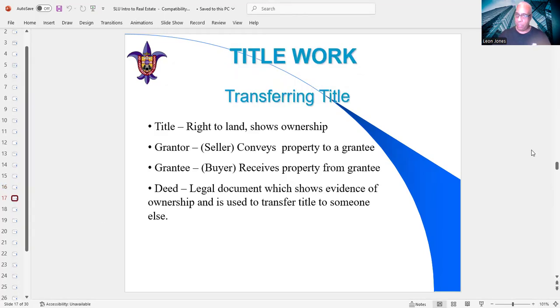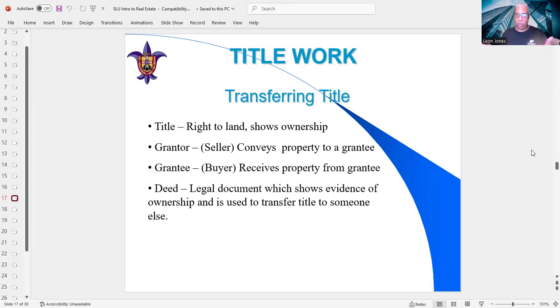Title work. And again, if you're taking a surveying class, you're going to see this exact information in a surveying law class. Because when we deal with title, right to land, it shows ownership. Then we have a grantor. A grantor is the seller. It conveys property to a grantee. In other words, it sells the property to the buyer. The grantee is the buyer. The grantee receives the property from the grantor.